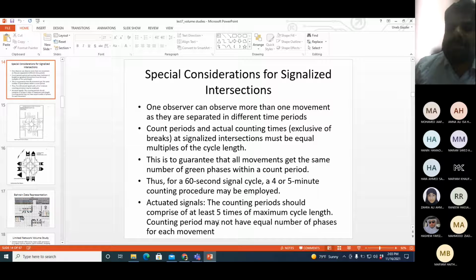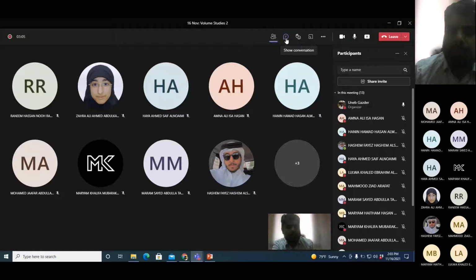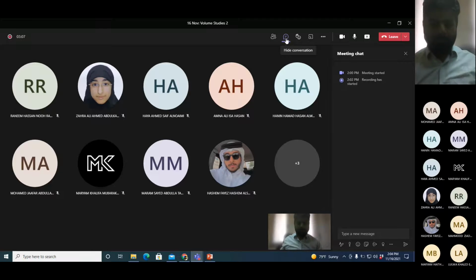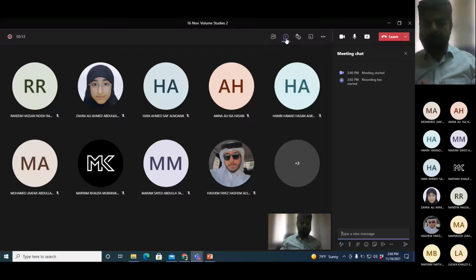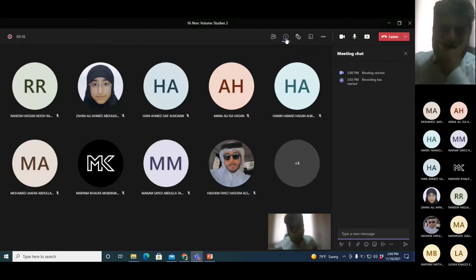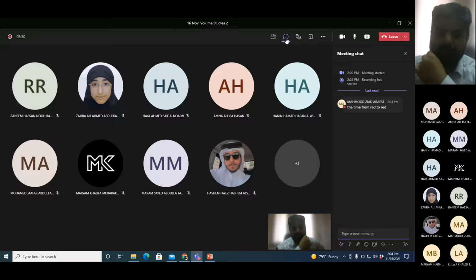One more important point is the counting period and the cycle length. First of all, tell me, what do we mean by a cycle length? What is cycle length of a signal? What does it mean? Tell me. Anyone? Cycle length of a signal, we covered it in the delay studies topic.